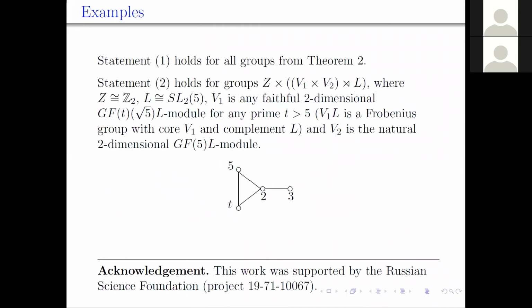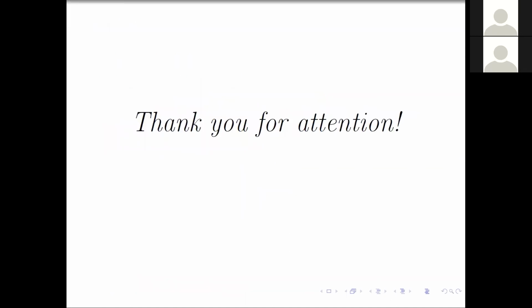So each possibility is realized. Possibility 1 is realized on all examples from theorem 2, and possibility 2 is realized on groups with such normal structure, and you can see the Gruenberg-Kegel graph of these groups. That's all. Thank you for your attention.